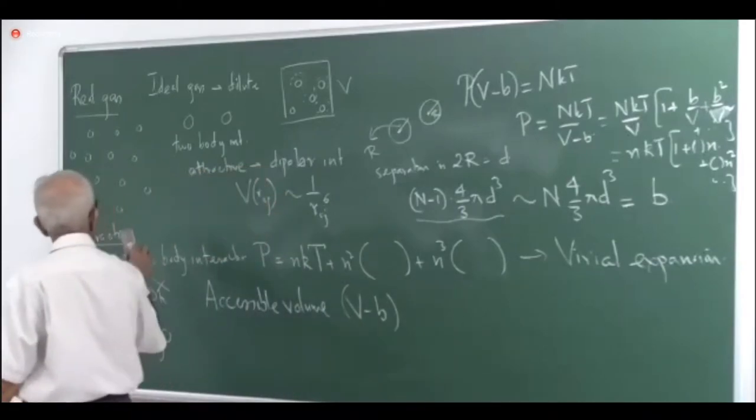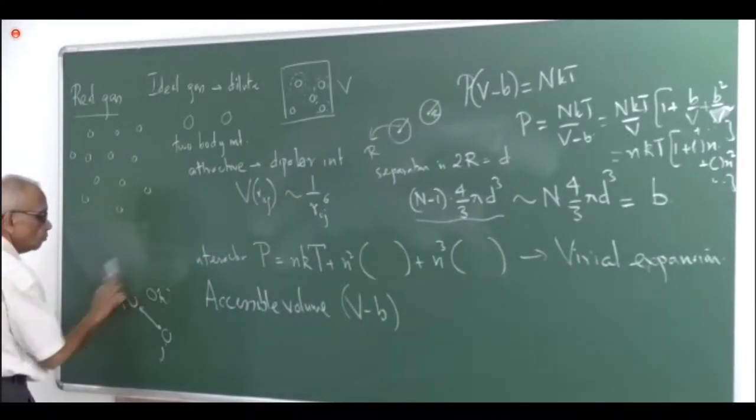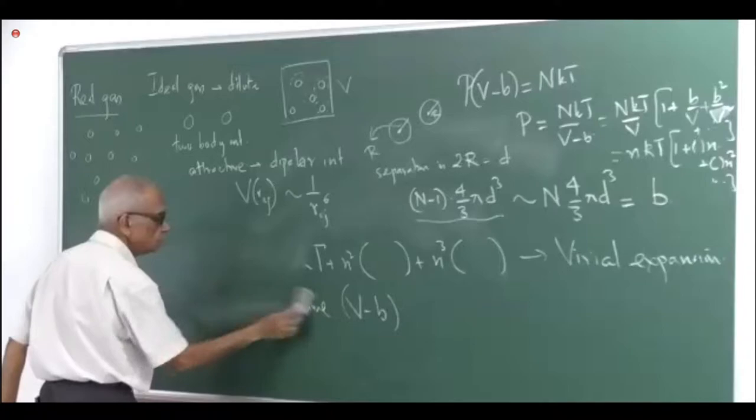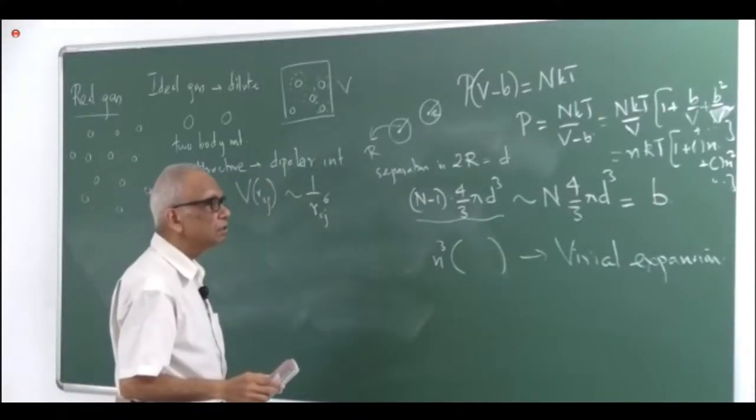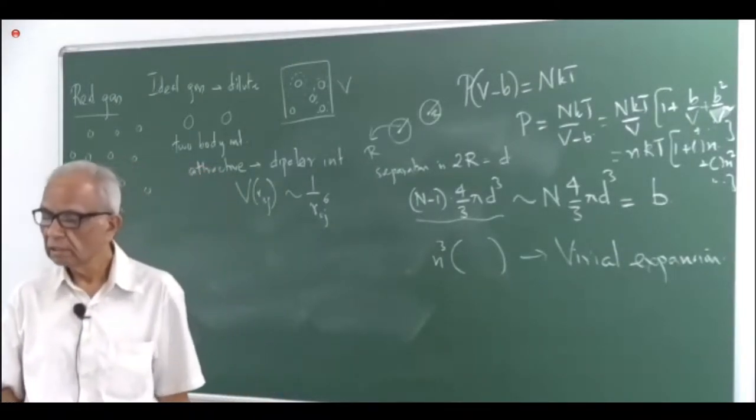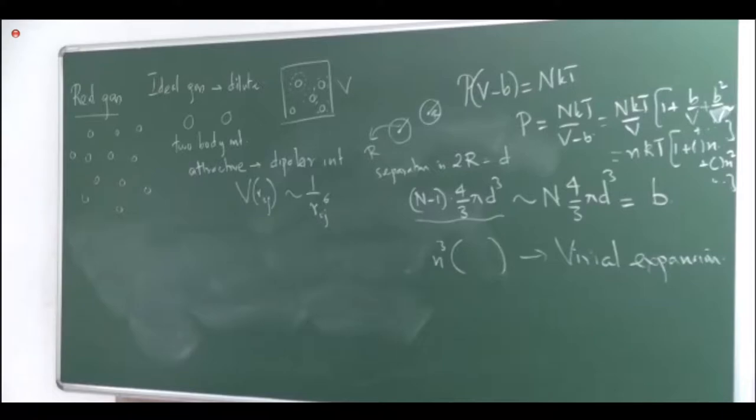So that's what we... Hello, sir. Yes? Sir, why is this n minus 1 times 4/3 pi d cubed? Can you please repeat? N minus 1 times 4/3 pi d cubed, when inaccessible volume.